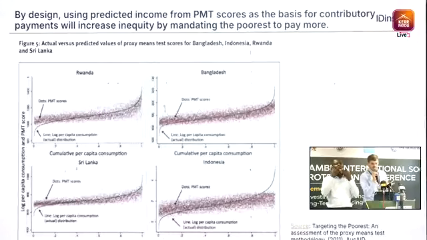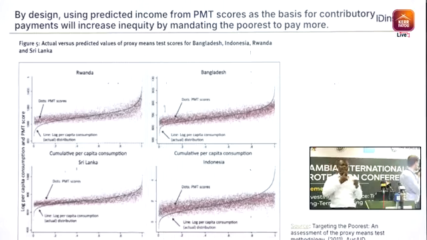And what I'm showing here is a graph from a somewhat dated document again, but that was assessing the performance of these models across different countries: Rwanda, Bangladesh, Sri Lanka, Indonesia. And what we're seeing is these red dots. Those are the predictions that are coming from our PMT model. And in all of these contexts, a lot of resources have been invested in getting the actual consumption distribution. So that's the blue line that we're seeing.